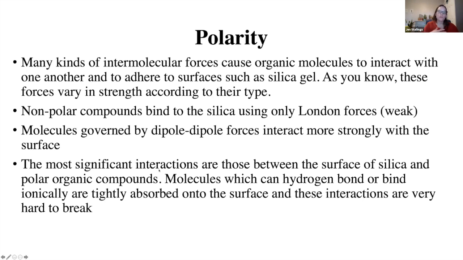And then the strongest intermolecular forces, the ones that are going to adhere to the silica the most strongly, are polar compounds. So polar compounds that can ionically bond or hydrogen bond to the silica are going to stay on the silica plate, and they're not going to travel up with our solvent, because hydrogen bonds are the strongest and the hardest to break.